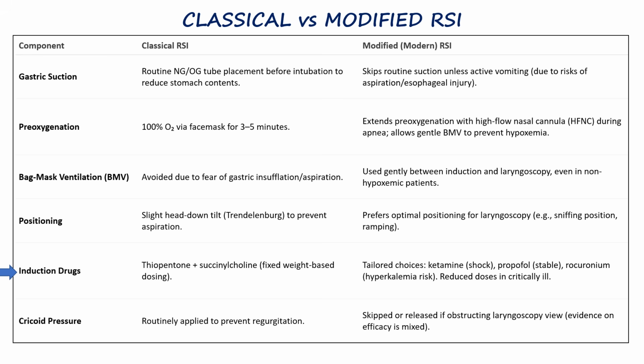Dosing in classical RSI is weight-based and fixed, whereas modified RSI often tailors doses, especially in critically ill patients, reducing sedatives in shock to avoid cardiovascular collapse. Cricoid pressure is a standard part of classical RSI, applied continuously during induction and intubation to block regurgitation, but modified RSI may skip or release it if it interferes with the view during laryngoscopy.